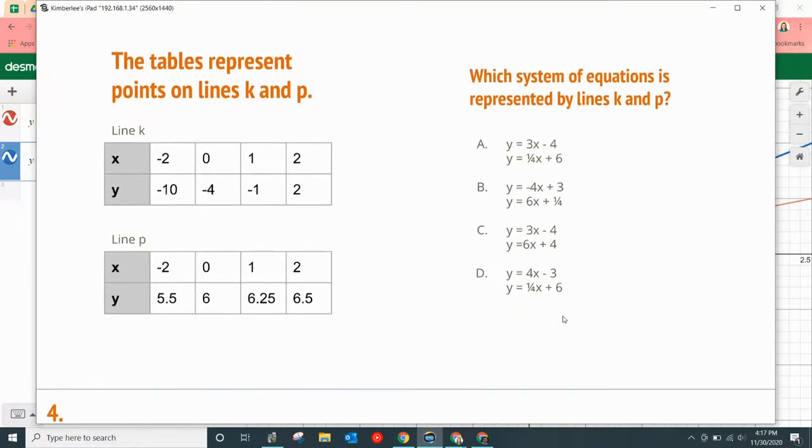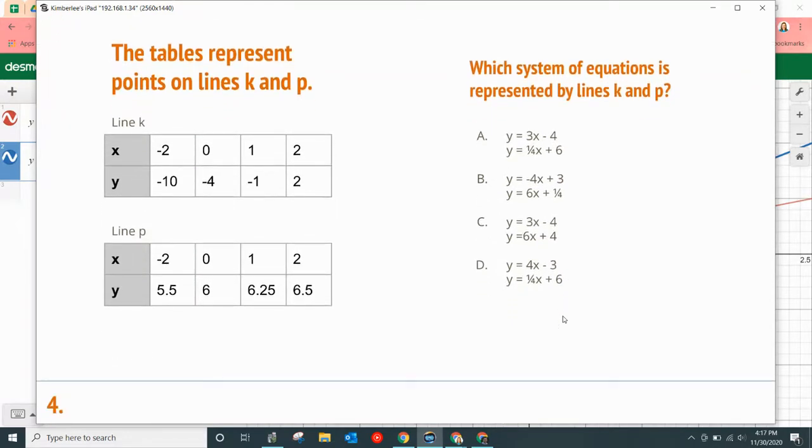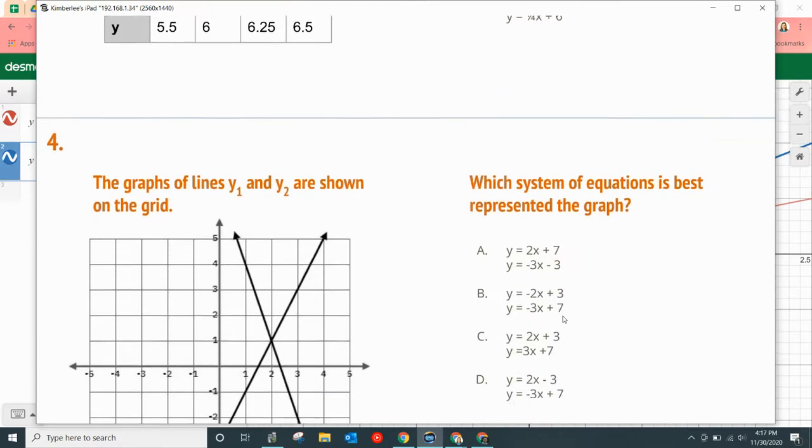Number 3, a table again. But this time they've given you 2 separate tables. So use the table for line K, get an equation. Then do your table for line P, get a second equation. You're just doing stat edit 2 times on these. And this one didn't ask you to solve it. It just wants you to identify which of these is the equations.